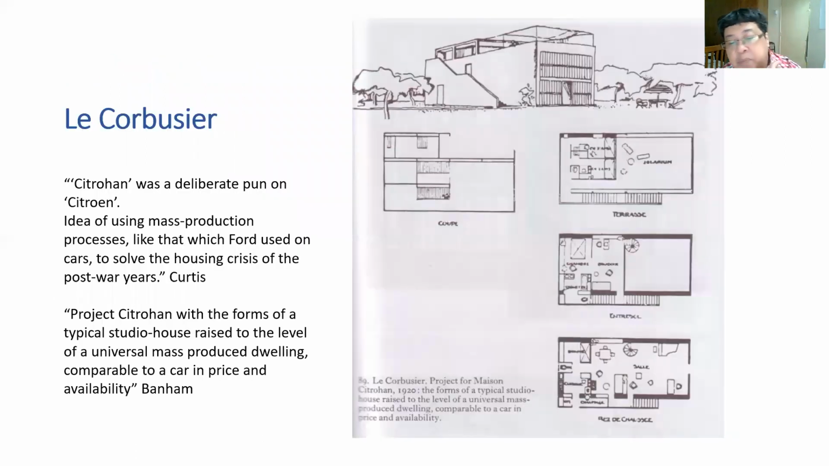So hence the pun: Citrohan is the name of a car, but yeah, Citrohan. The idea of using mass production processes became something that excited them, where Ford used it on cars to solve the housing crisis of the post-war years. So this was quoted by Curtis. Project Citrohan, with the forms of a typical studio house, raised to the level of a universal mass-produced dwelling, comparable to a car in price and availability. It should be cheaper to produce mass housing and available for everyone.